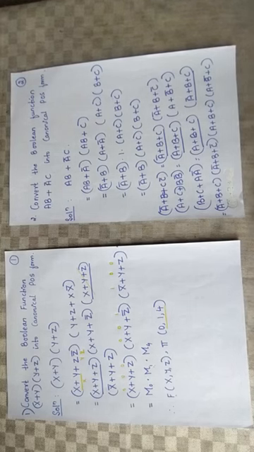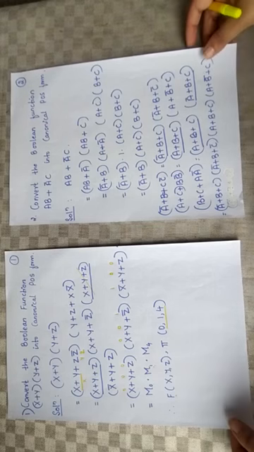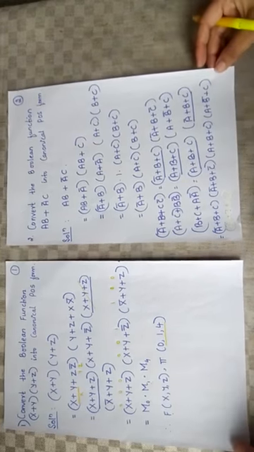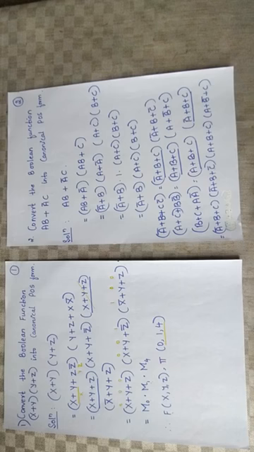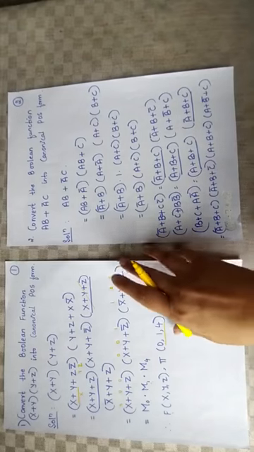Okay. Now let us move to the next example, wherein again we are going to convert the given Boolean function into canonical product of sum form.